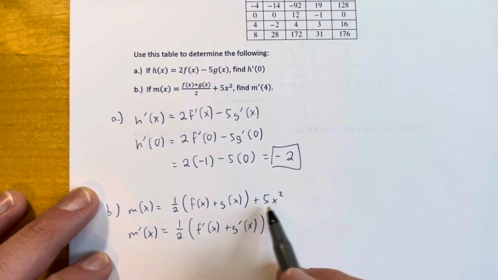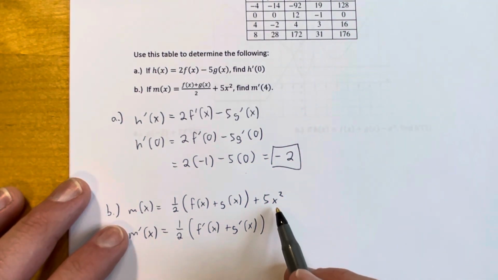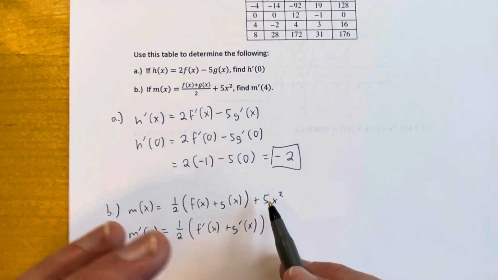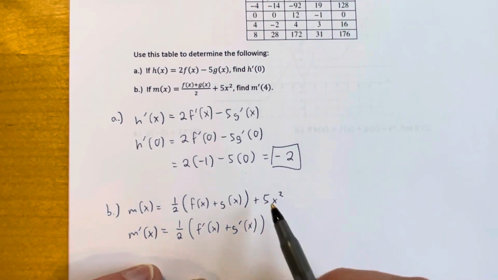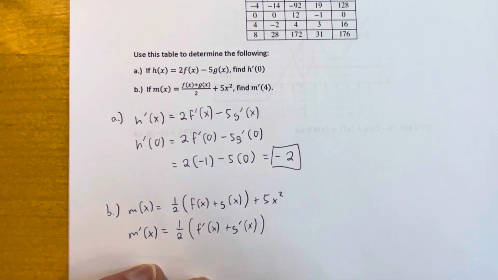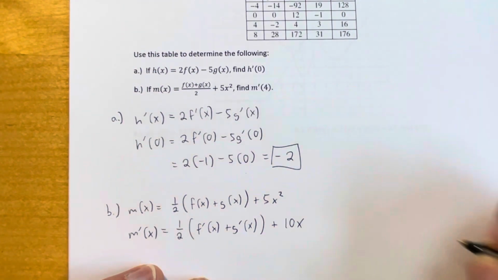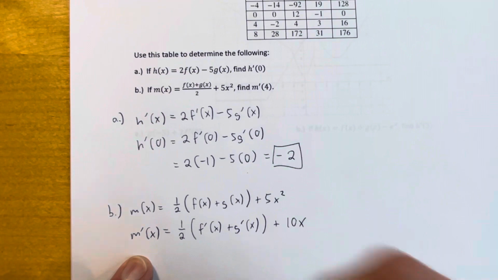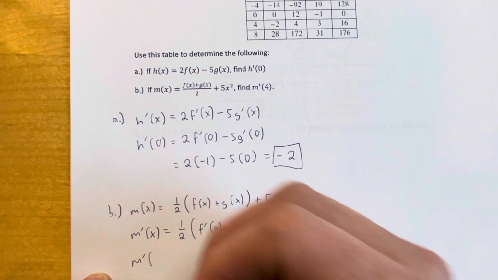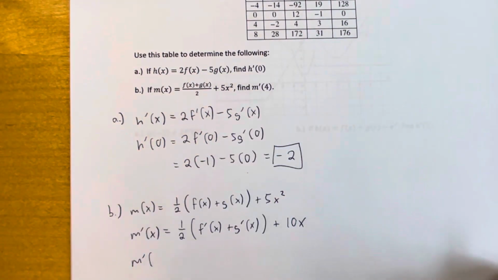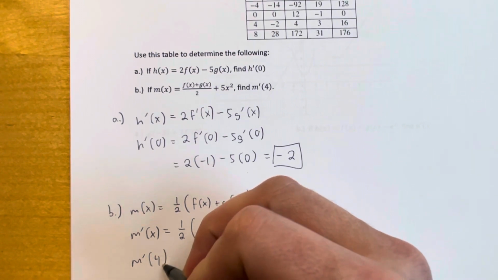I also have this term over here, which I need to take a derivative of, but this one is not defined in terms of either f or g. It's its own thing, 5x squared. That I just use the power rule on. I would get 10x as a result. Okay, now we have enough information to find m prime of 4 specifically.